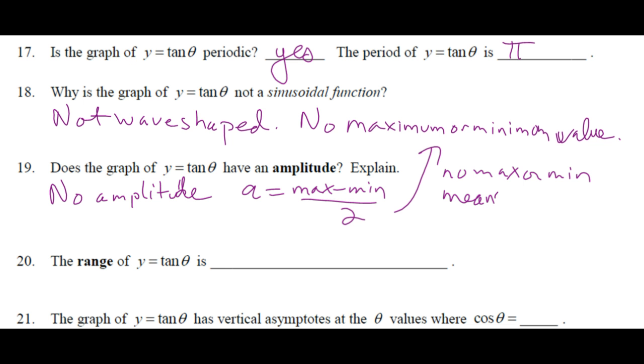So no max or min means no amplitude. That doesn't mean that I can't necessarily throw a number in front. Like we're going to be looking at stuff like y equals 2 sine theta and then say the amplitude is 2. There's an equal amount of positive y values as negative y values. Yes, there are equally, infinitely many.